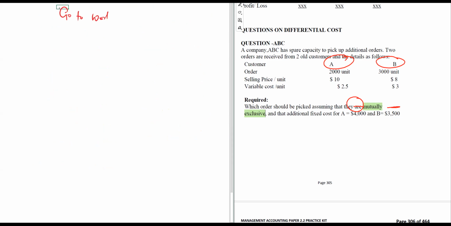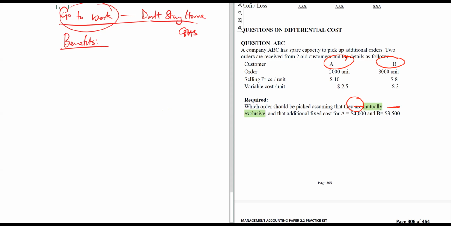Let's start with work. Go to work means don't stay home, right? So we just pick one of them. We are just doing go to work, which means don't stay home. So if we decide to go to work, what are the benefits we get? Okay, the clients give you 125.